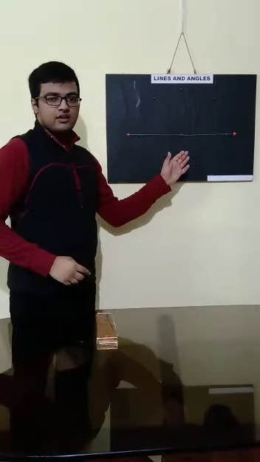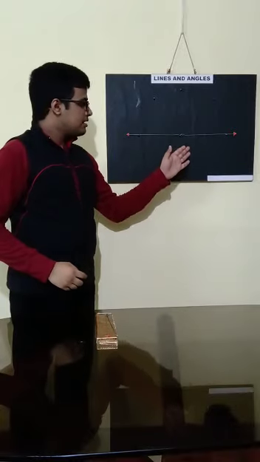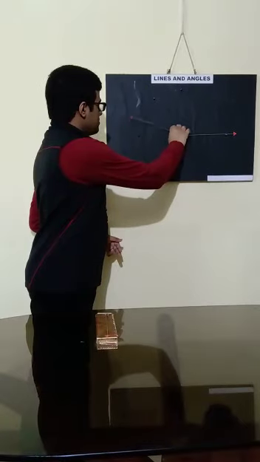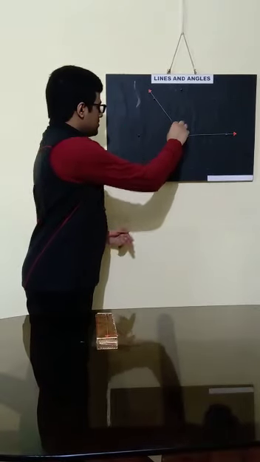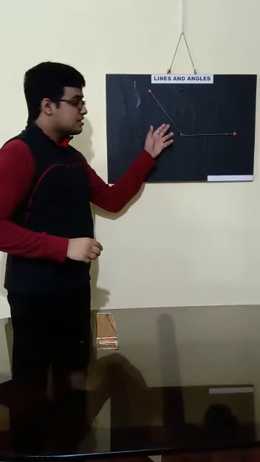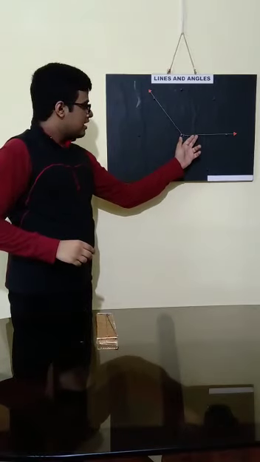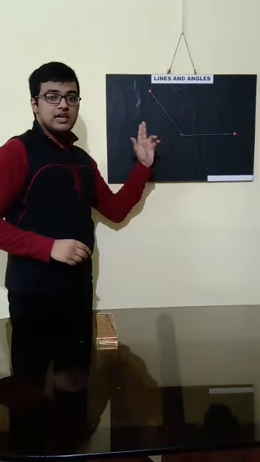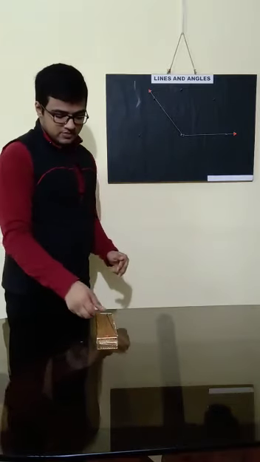This is a straight angle. A straight angle is an angle measuring exactly 180 degrees. Now this is a reflex angle. A reflex angle is an angle measuring greater than 180 degrees but less than 360 degrees.